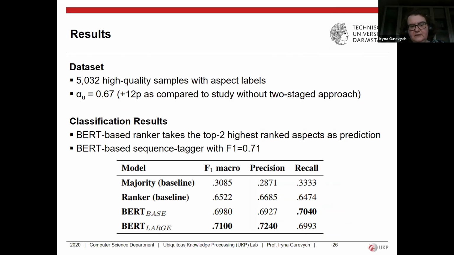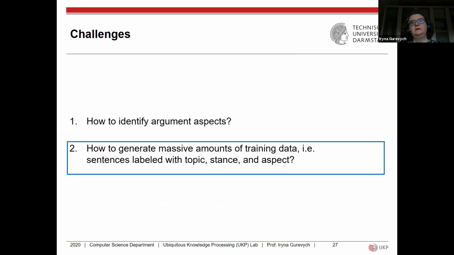We evaluate this against the majority baseline and a BERT-based ranker, taking the top 2 highest ranked aspects as prediction. And we find that a BERT-based sequence classifier yields the F measure of 0.71, which we consider to be feasible in order to be applied for the task of training data generation in our neural argument generation approach.